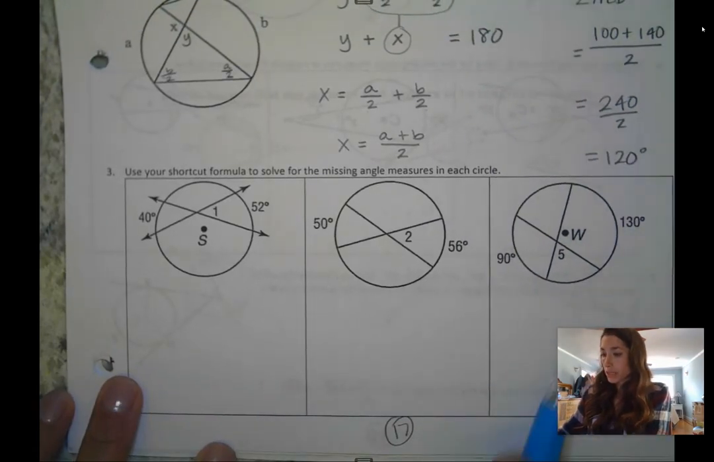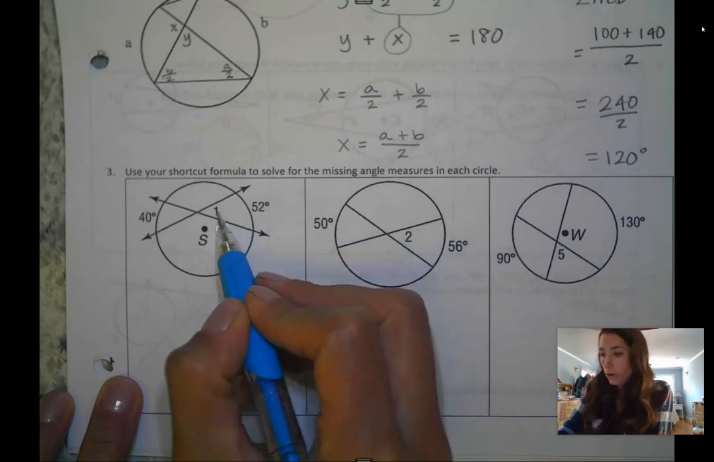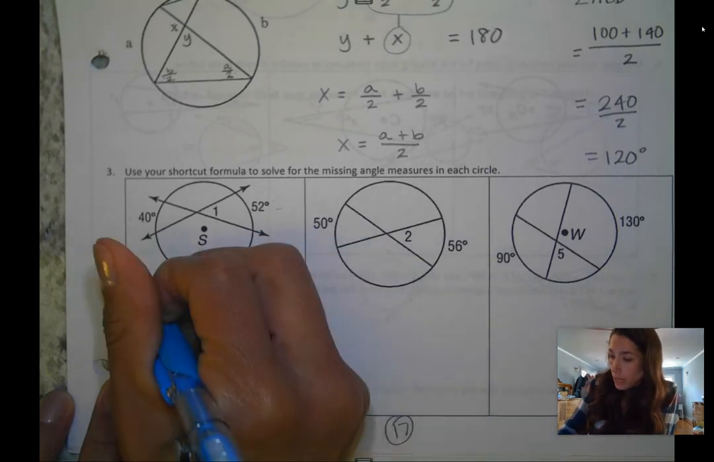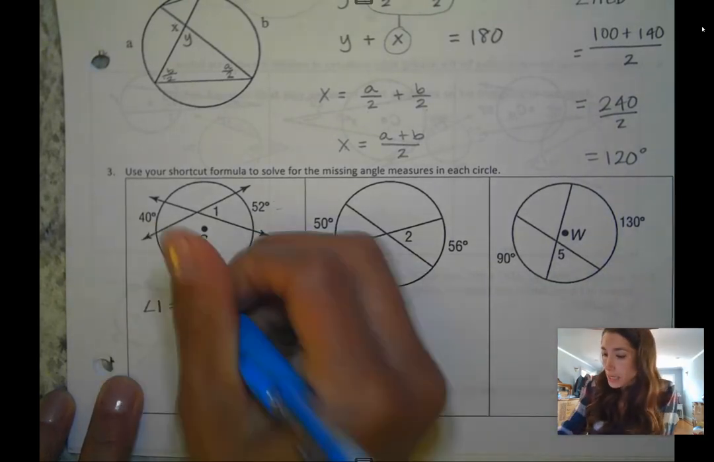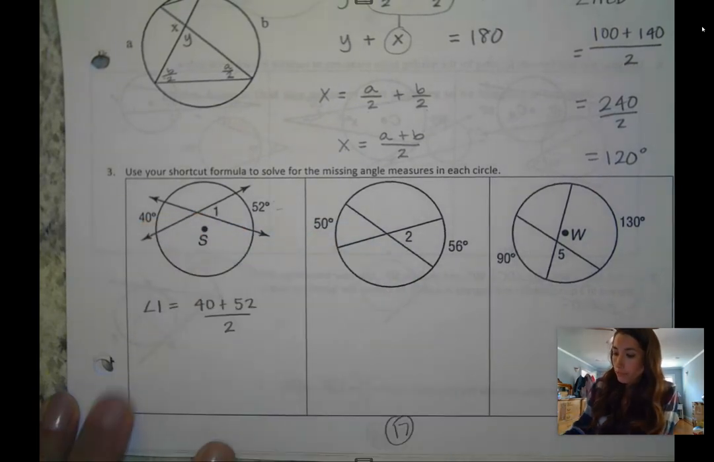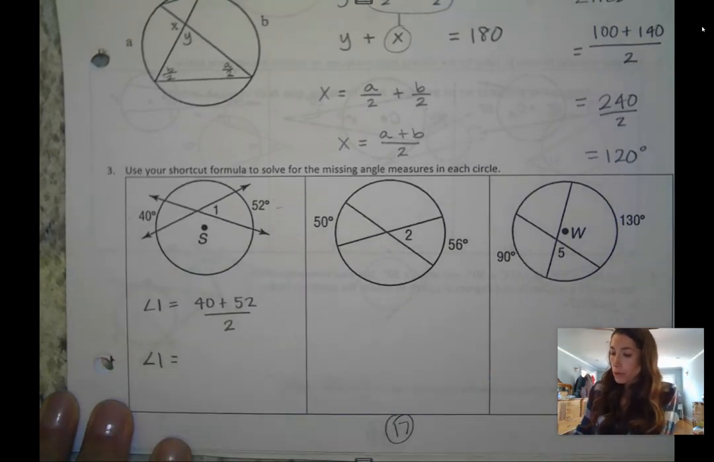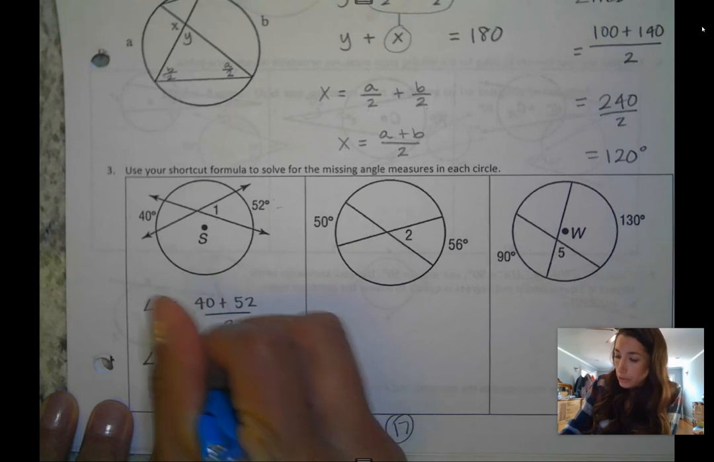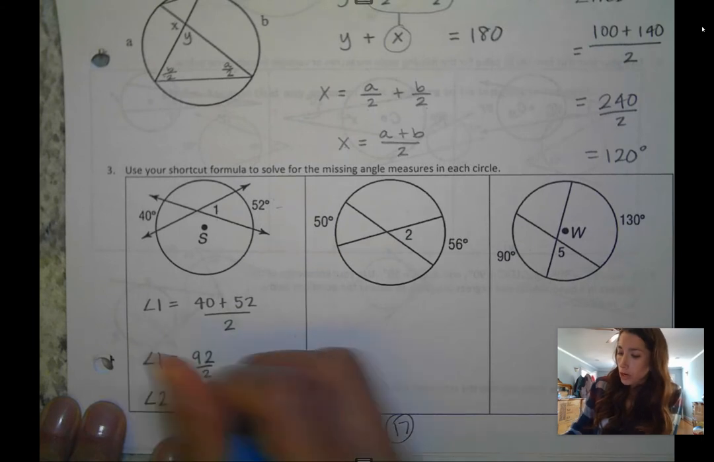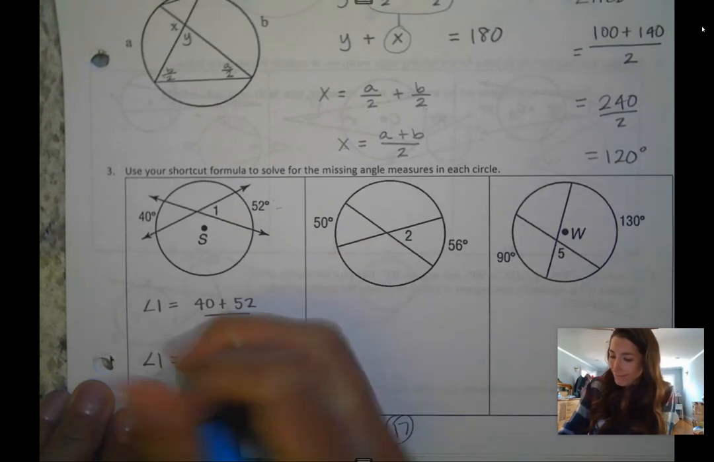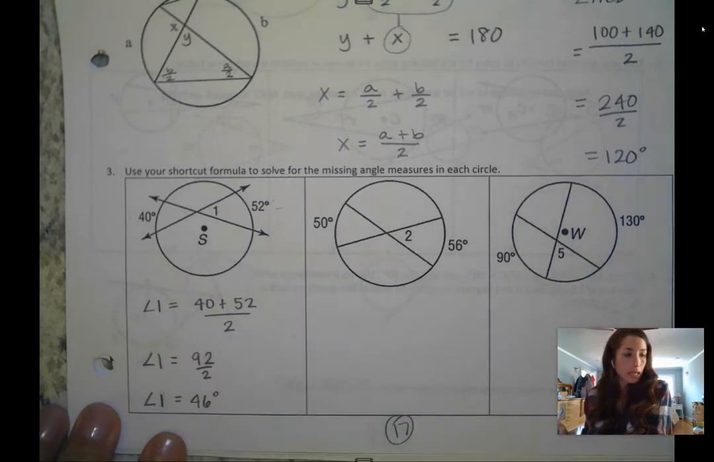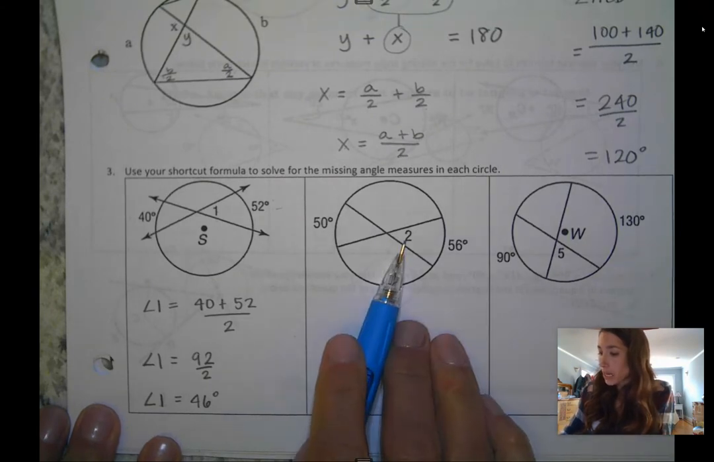We're using our same exact formula. This angle 1 is whatever x is, and this could be arc A and this could be arc B. So we could say that angle 1, or x in this case, is equal to A plus B all divided by 2. So we got 40 plus 52, that's going to be 92 divided by 2. And that would give us angle 1 equaling, I'm sorry, why did I call it angle 2? Angle 1 equaling 46 degrees.